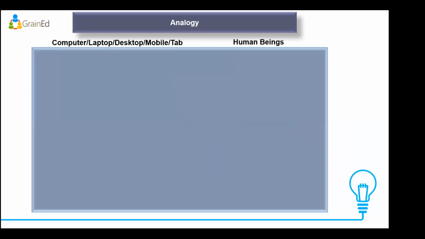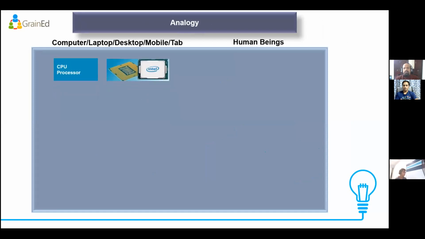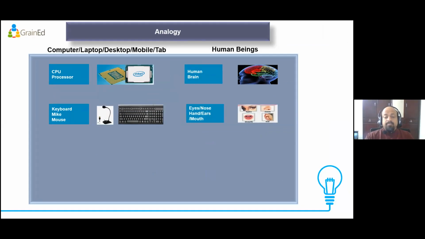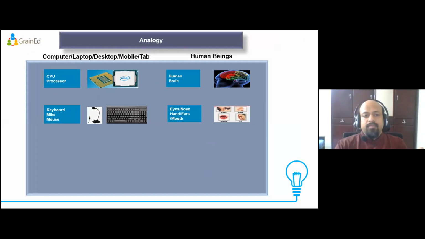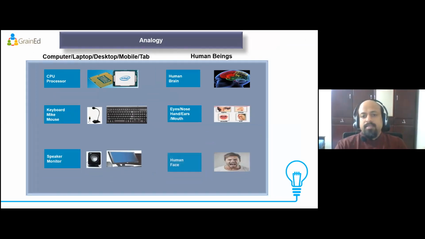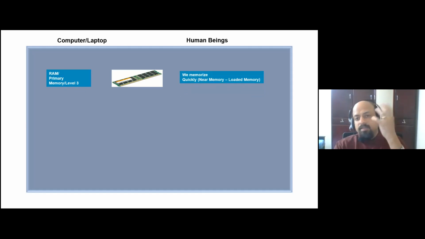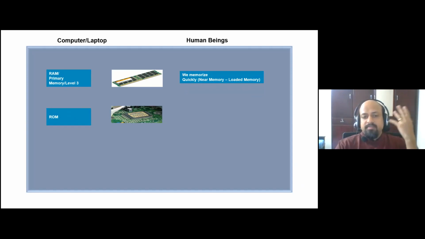We used computer, laptop, desktop, mobile, tab, and all that, and then compared with human beings: processor to our brain, keyboard and all that to our eyes, nose, five sensory organs, ears and our mouth. Speaker and monitor compare to our face, where you see expressions. And then you compare RAM, primary memory, to something we load as pages before our exam. We study something so that we can reproduce it, something close. It's like pages we learn.